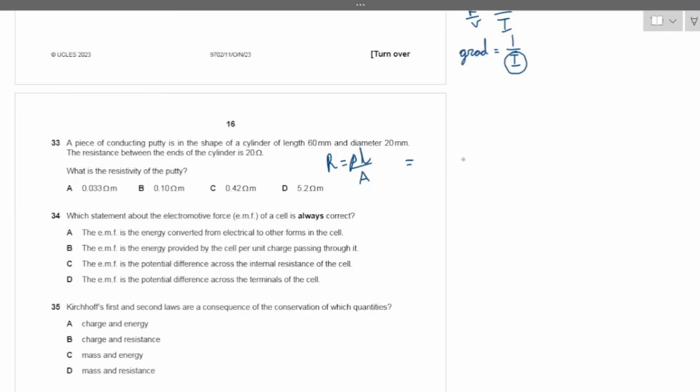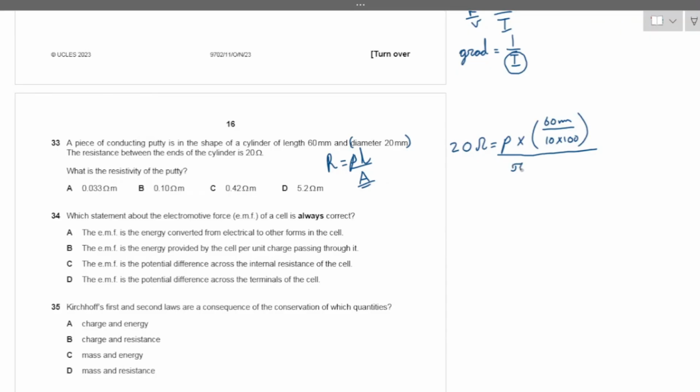So let's write this. The resistance between the ends of the cylinder is 20 ohms, right? So we have the resistivity which we need to calculate. For L, we need to make sure we convert it to meters because all our workings are in meters. So 60 millimeters would be divided by 10 and multiplied by 100, which converts it to meters. And then make sure, first of all, this is a diameter. Do not just directly put it into a calculator. This is the diameter and we're working with the cross-sectional area, right?